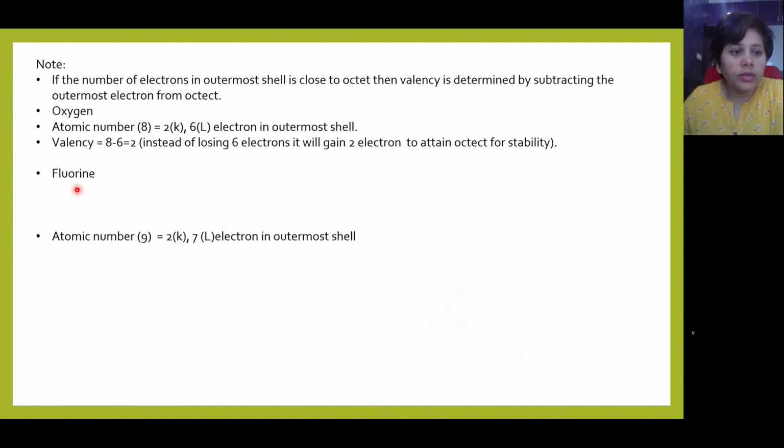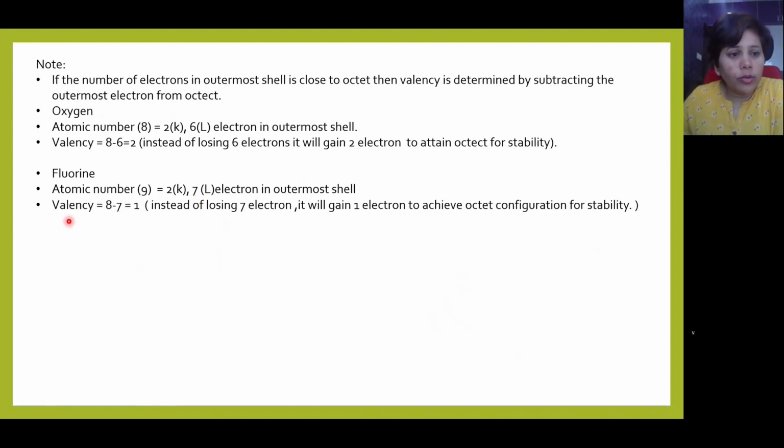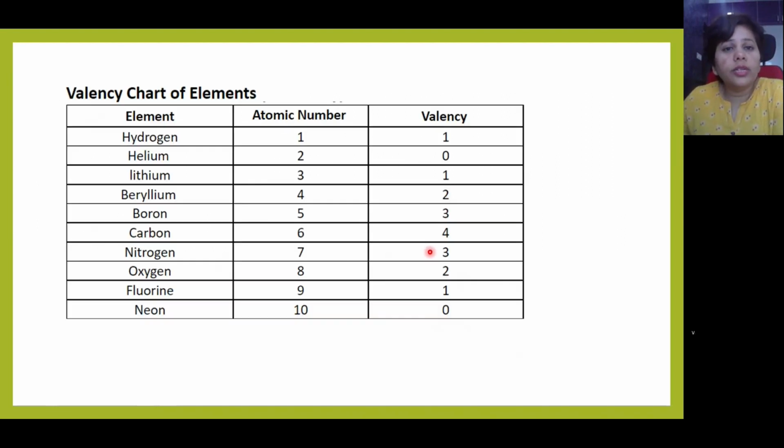Next, fluorine. Its atomic number is 9. So the first shell will have 2 electrons and the next shell will have 7 electrons in the outermost shell. As the configuration is near to octet, its valency is determined by subtracting 7 from 8. So we will get 1. So instead of losing 7 electrons, it will gain 1 electron to achieve octet configuration for stability. Hence we can say the atom of each element has a definite combining capacity that is called its valency.